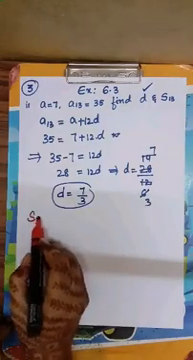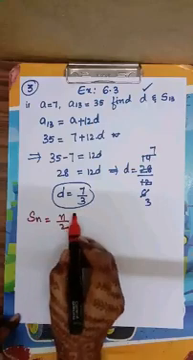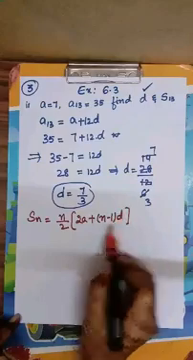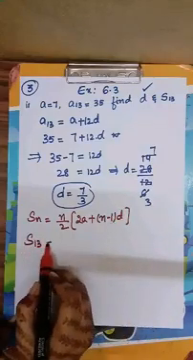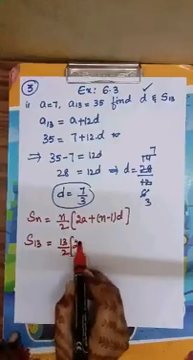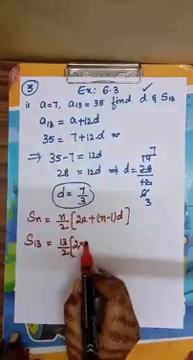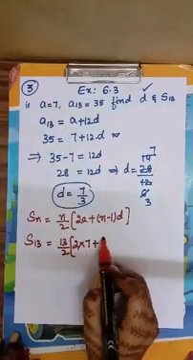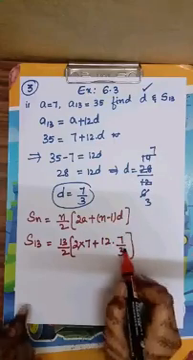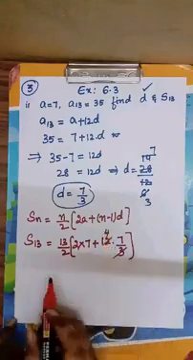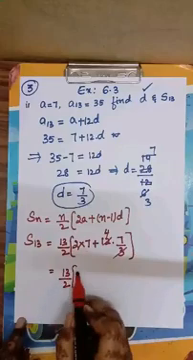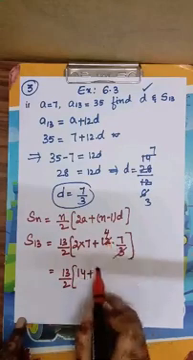What is our Sn formula? Sn is n by 2 into 2a plus n minus 1 into d. So S13, wherever there is n, you are going to put 13. So 13 by 2 into, again, the value of a is how much? 7. 2 into 7 plus 13 minus 1 is 12 into 7 by 3. 3 ones are 3, 3 fours are 12. 13 by 2 into 7 twos are 14 plus 7 fours are 28.